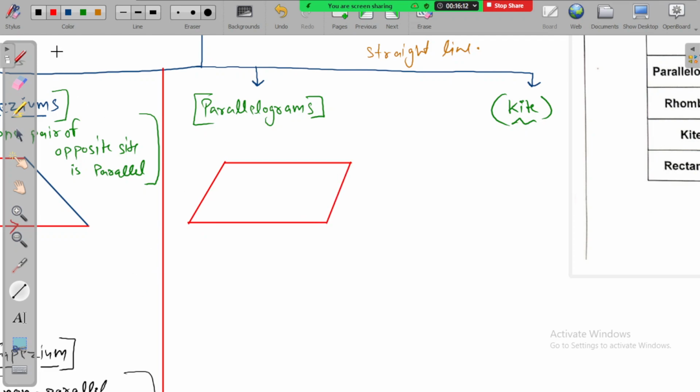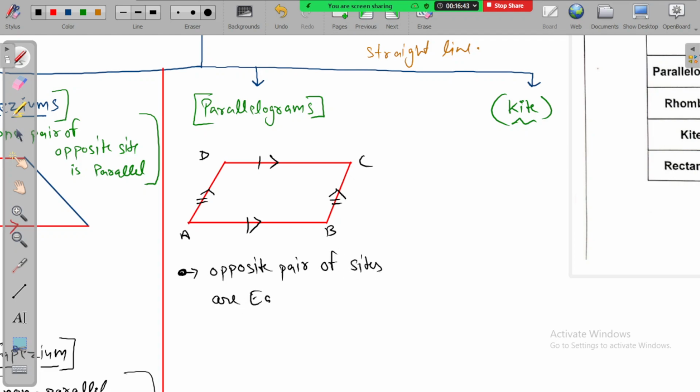Get it? Okay, so look at this shape that I made right now, A, B, C, D. What I can say about it is that AB is parallel to CD and CB is parallel to AD, and this one is equal to this one and this one is equal to this one as well. So what point can we mention? We can mention opposite pair of sides are equal and parallel. Okay.